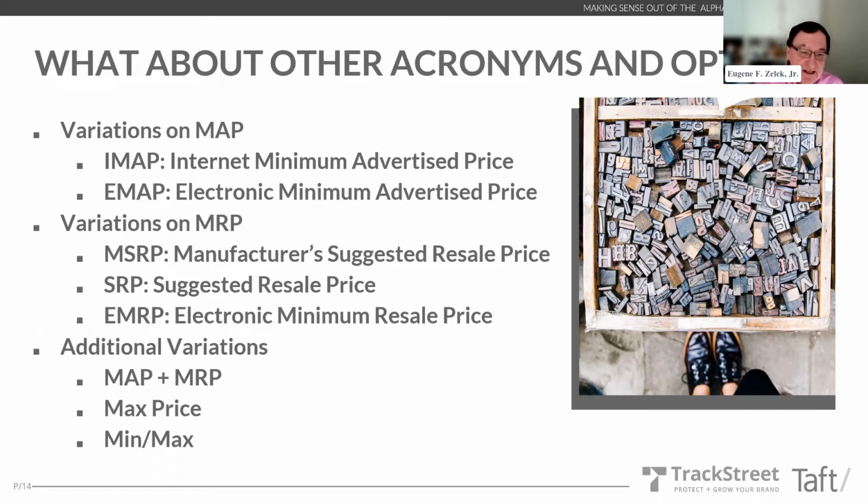Something that we've seen some of coming out of the pandemic is setting a price range. So we're going to dictate a maximum price, but we're also going to dictate a minimum price. And you, reseller, have to stay within that range. By the way, if you're doing a max price or a min-max, you can do either MRP or MAP with it. It's really up to you. So we see some of those kinds of variations.